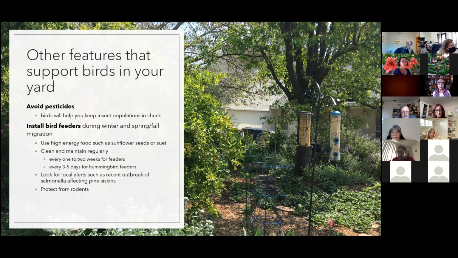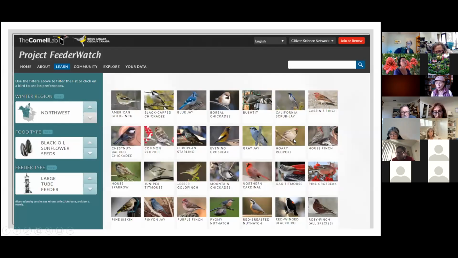And then you do want to look for local alerts. Like this last winter, there was an alert from Yolo Audubon that there was an outbreak of salmonella affecting some of those birds. So they actually asked everybody to take their feeders down for a while. So just want to be aware of that. And then also you want to protect them from rodents. So this long stalk that our birds are hanging on is because rats or other rodents can climb up this, so they don't come and clean this out instead of your birds.